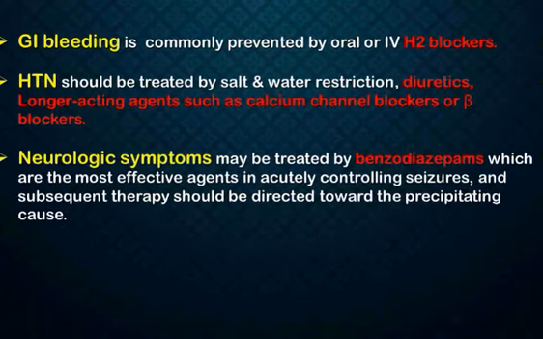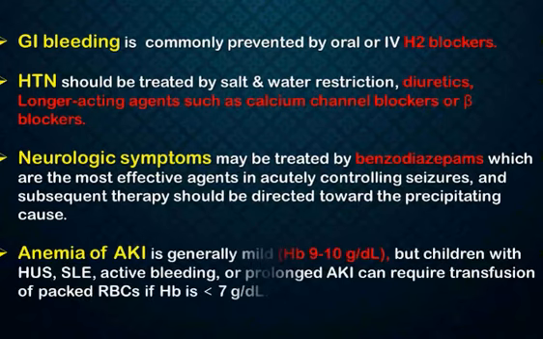The patient may have the neurologic symptoms of uremia, which are a disturbed level of consciousness or seizure. So here, the use of benzodiazepine is most effective in controlling the seizure, and therapy is directed toward the precipitating cause. Why does this patient have neurologic symptoms? If the precipitating cause is relieved, the symptoms will be relieved.